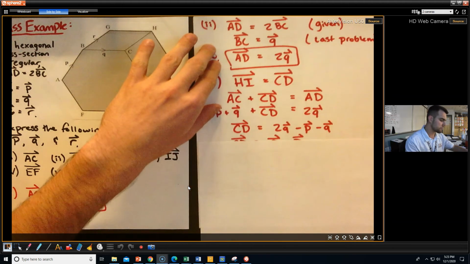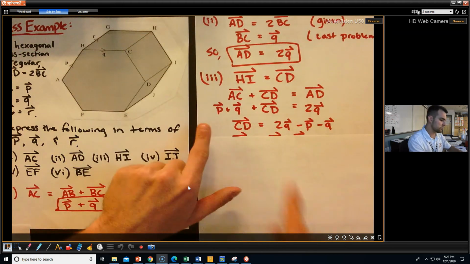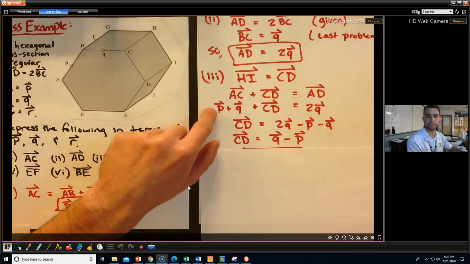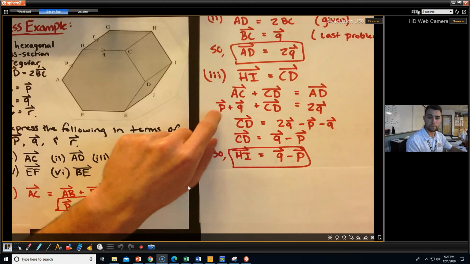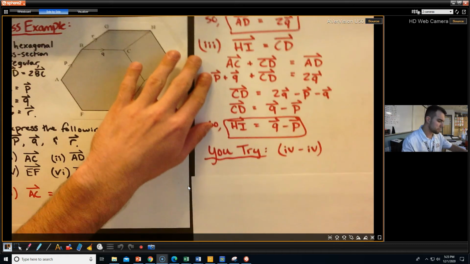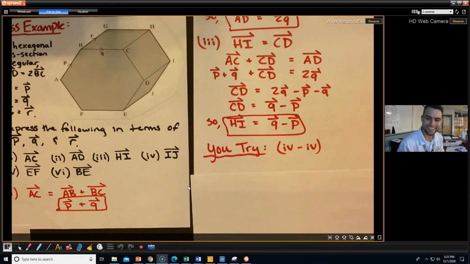So CD is going to be equal to, I'm going to move all this stuff over, and what we end up getting is CD is equal to vector Q minus vector P, and so HI has to equal the same exact thing. Okay? And so what I'd like you to try in class is parts 4 and 6 on your own. Go ahead and struggle with it, and ask for help, but try to work together on it and see if you can come up with it.